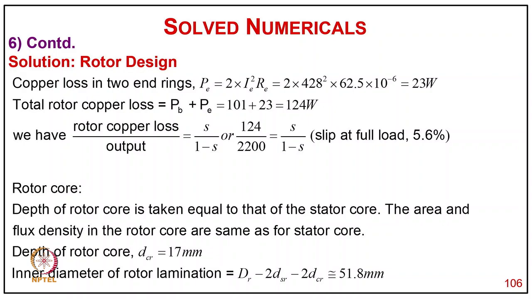We have rotor copper loss upon output equals S upon 1 minus S. So from here, slip at full load comes 5.6%. Now coming to the rotor core, the depth of the rotor core is taken as equal to the stator core.